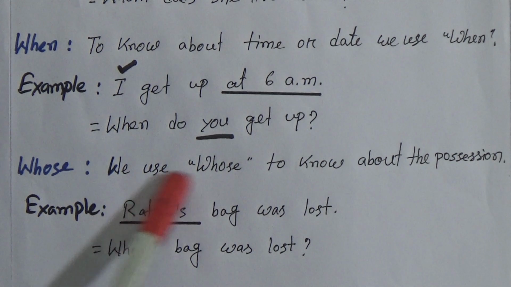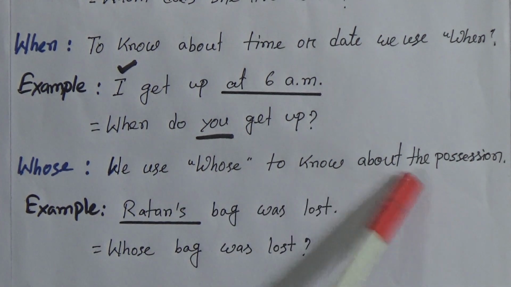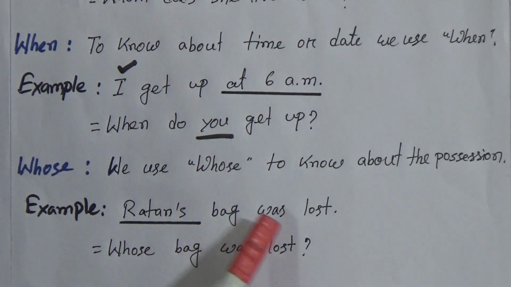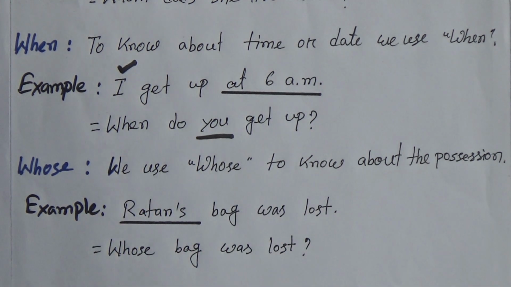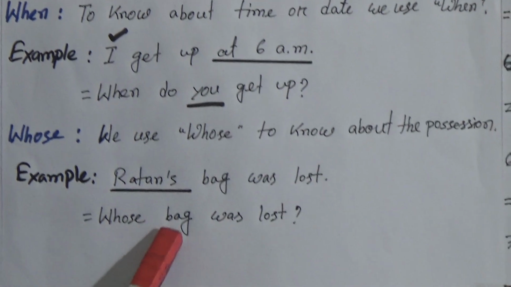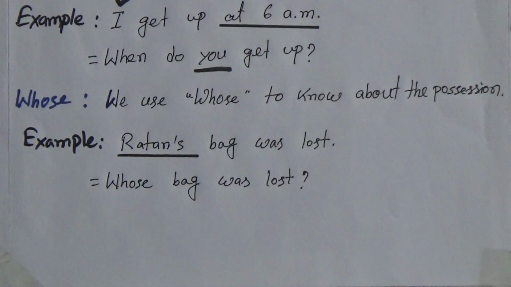Whose. We use whose to know about the possession. For example, Ratan's bag was lost. Ratan is the owner of a bag and his bag was lost. The underlined portion is Ratan. That means we want to know about the owner of the bag, so we will use whose bag was lost.